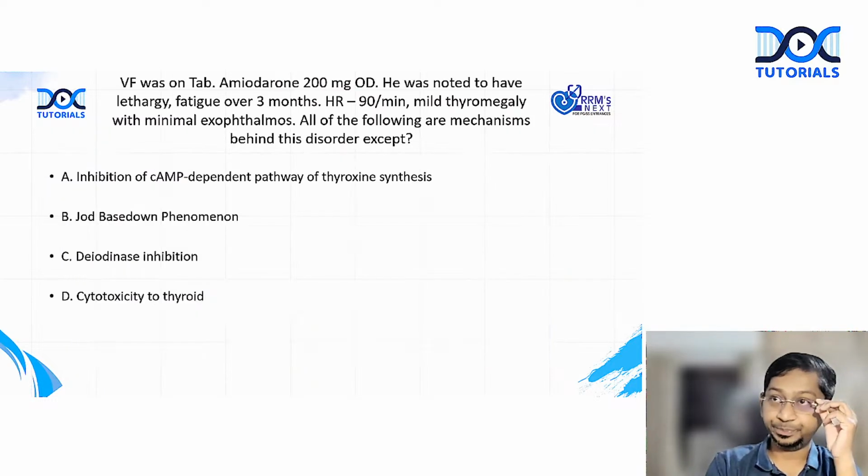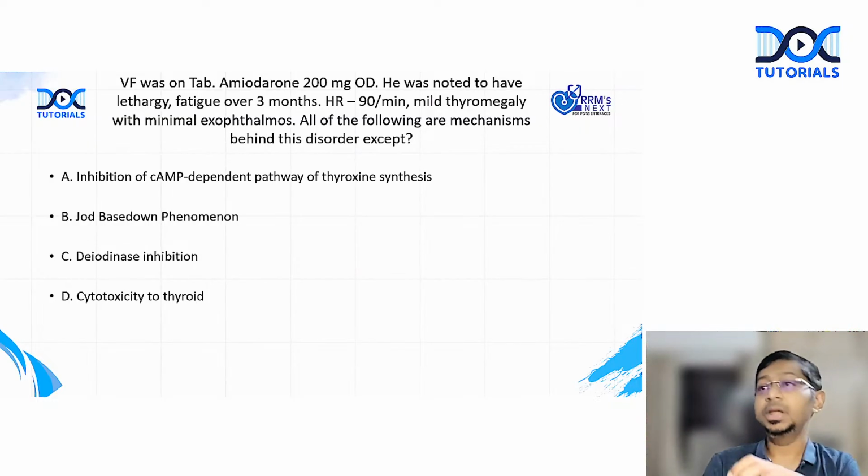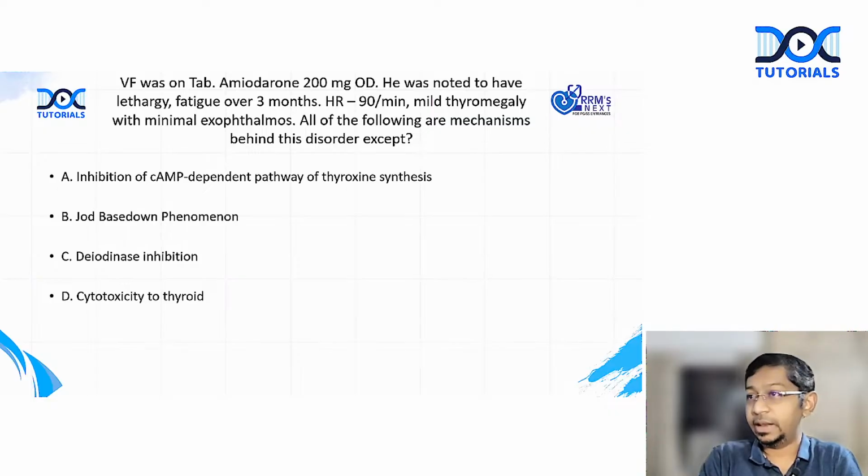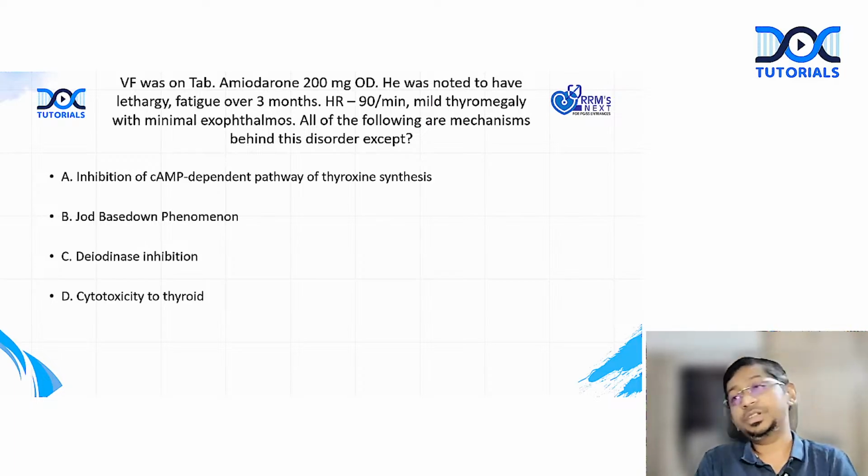pregnancy relapse. Next question, 58-year-old male with coronary artery disease, recurrent ventricular fibrillation. He was on amiodarone 200 milligrams once daily, and he also has lethargy, fatigue over the past 3 months, heart rate is 90 beats per minute with mild thyromegaly and minimal exophthalmos. All of the following are mechanisms behind this disorder, except inhibition of cyclic AMP-dependent pathway of thyroxine synthesis, Jod-Basedow phenomenon, deiodinase inhibition or cytotoxicity to thyroid.